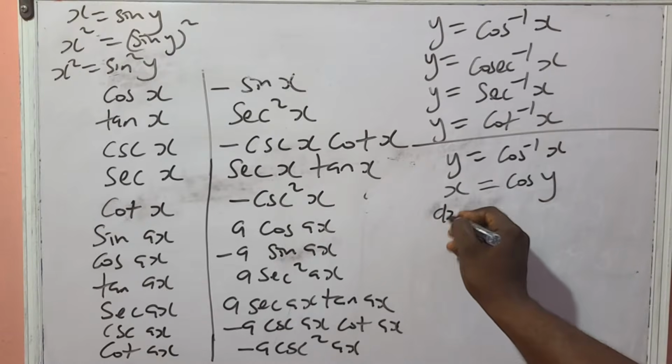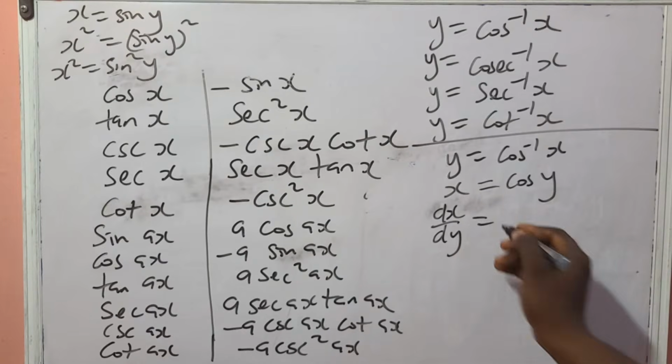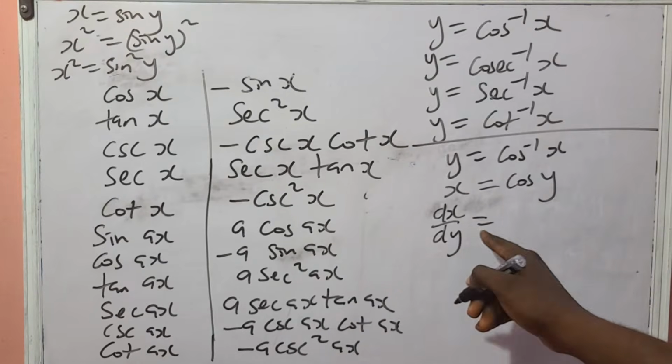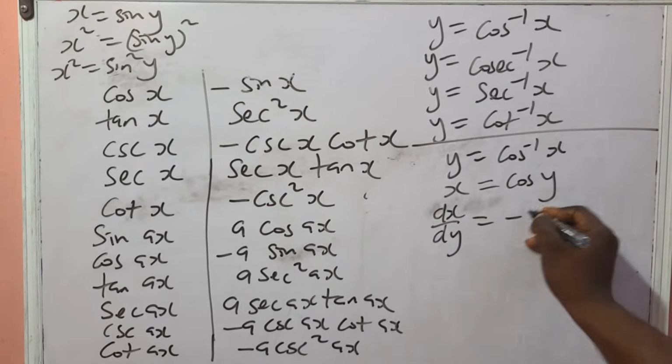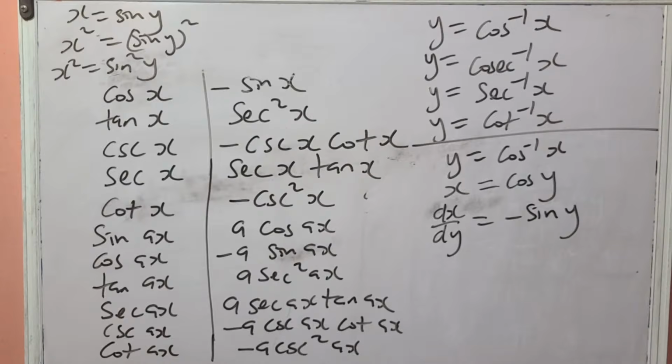The next thing you want to do now is to find dx over dy. I'm sure you understand the process at this point. So if you find dx over dy, what do you get? If you're differentiating cos y, you'll be getting minus sine y. Step-by-step process. Minus sine y. Good. So what do you want to do next at this point?